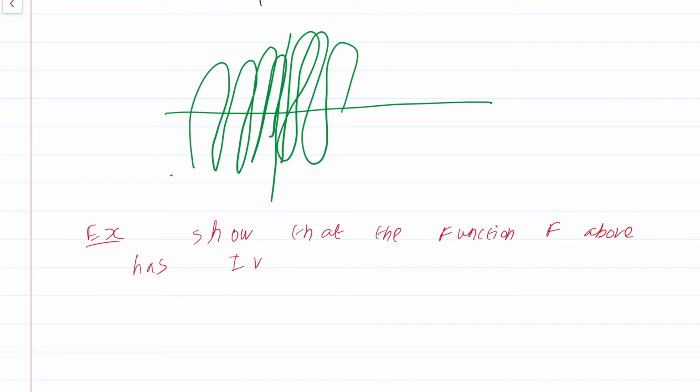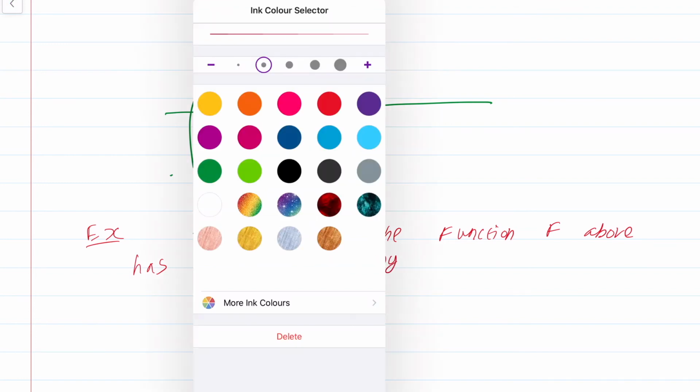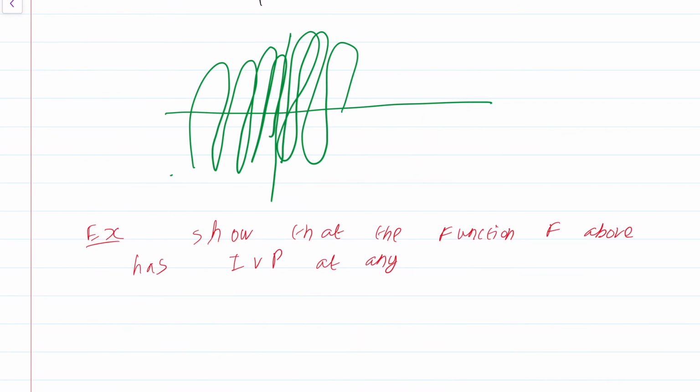So first exercise for you: show that the function f above has the intermediate value property on any interval.